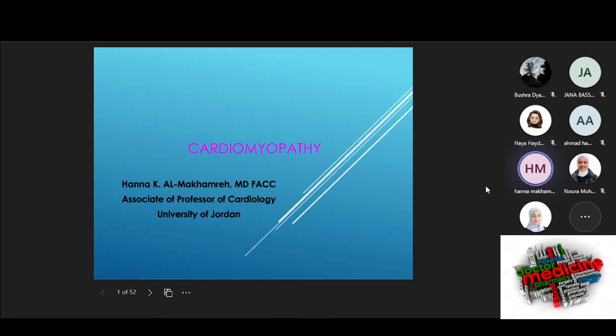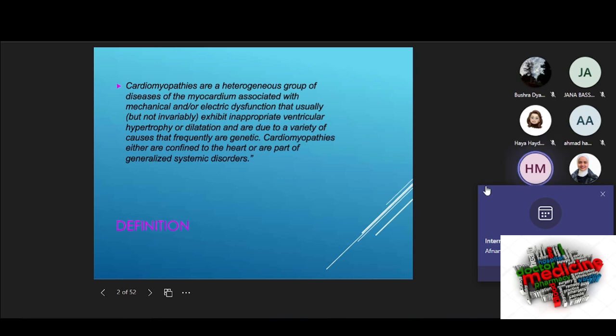The lecture today is about cardiomyopathies. Definition of cardiomyopathy: it's a heterogeneous group of diseases of the myocardium associated with mechanical or electrical dysfunction that usually exhibits inappropriate hypertrophy or dilatation, and due to a variety of causes, frequently genetic. They are either confined to the heart or part of a general systemic disease. So, in summary, it's a disease of the myocyte, and this is associated with a mechanical problem with the ejection fraction or electrical dysfunction.